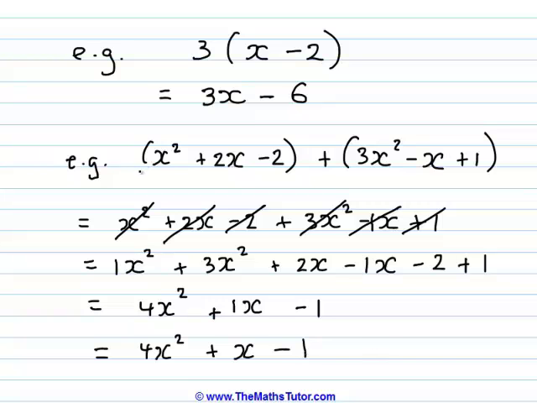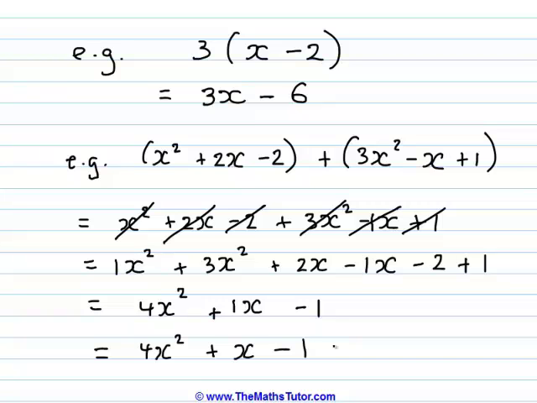The most important idea in this is that we can only add or subtract like terms. So we can only add x squared terms with each other, x terms with each other, and constant terms with each other. So we can't simplify our answer here any further, because we can't combine x squareds with x's and constants. So this is the answer in its simplest form.